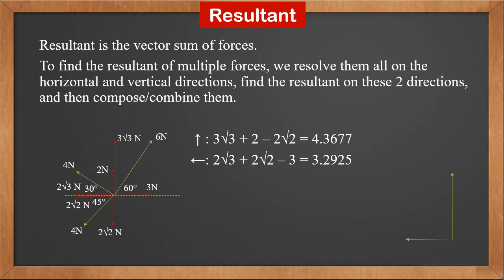Now let's combine the components on the x and y directions separately. On the y direction, the resultant points up, and the magnitude is 3 root 3 plus 2 minus 2 root 2. This is 4.3677 Newton. On the x direction, the resultant points left, and the magnitude is 2 root 3 plus 2 root 2 minus 3. This is 3.2925 Newton.